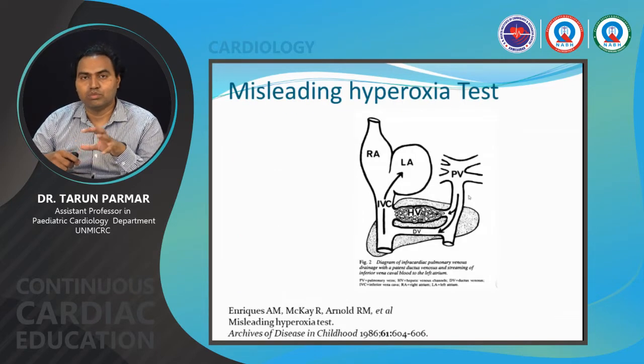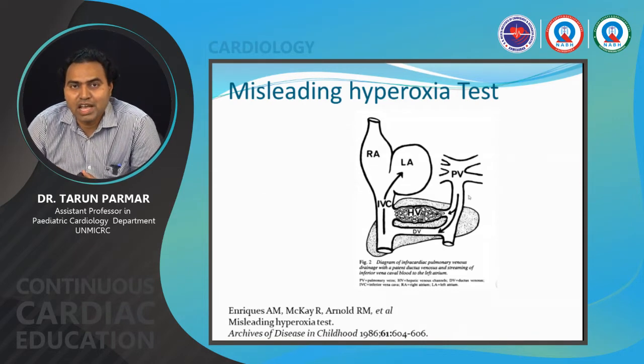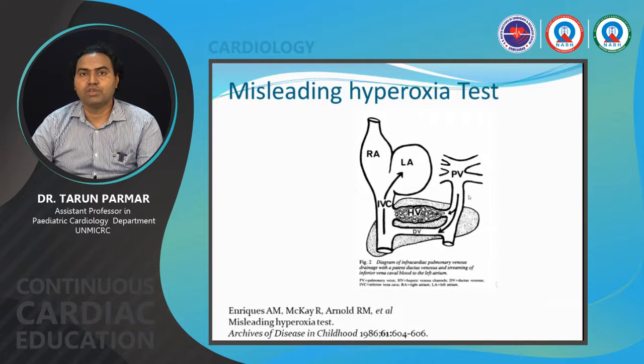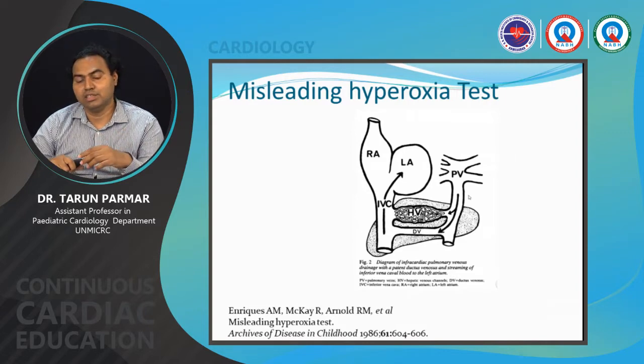So this is one misleading hyperoxia test, a case report in which the patient had infracardiac TAPVC with open ductus venosus. What happened in this particular case is they checked the PO2 during the first few days of life, and it was more than 150, and they ruled out cyanotic CHD and treated the patient as a respiratory condition. But after a few days, the patient was not improving, and they repeated the hyperoxia test, and at that time PO2 was lower, and then they did the echocardiography and found this was infracardiac TAPVC, because the ductus venosus was now closed.